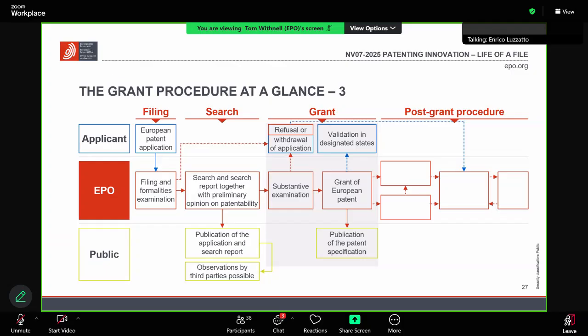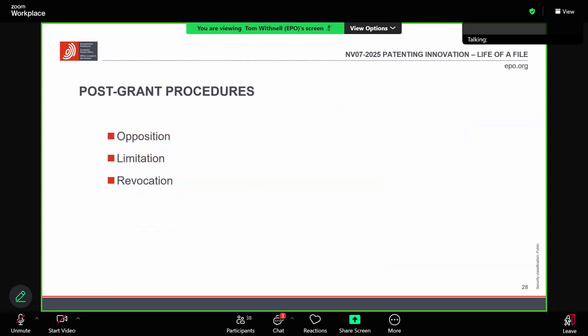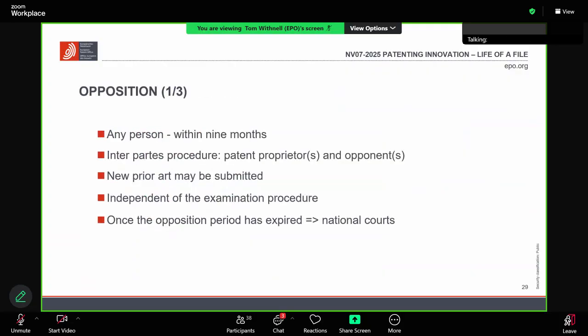Good. Next one, please. Post-grant procedure, we'll go quite quickly on that. Sorry, I don't know if you hear noise, someone is drilling.